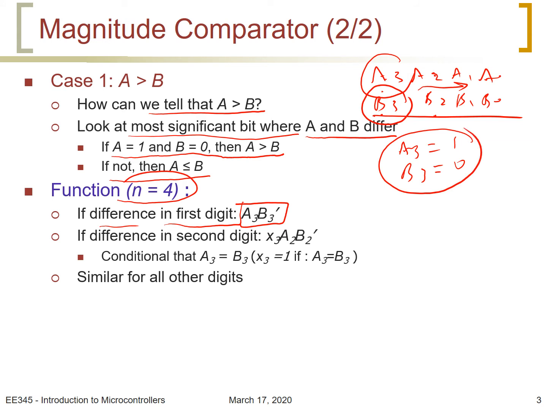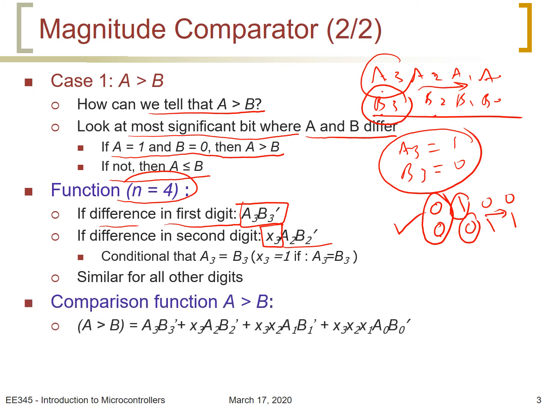Otherwise, if A3 is equal to B3, which is X3 is true, either both are ones or both are zeros, we look at A2 B2 prime. If this is 0100 and 0011, A3 is equal to B3, but A2 is 1 and B2 is 0, and we don't look at the other bits. We say that A is more than B. And so on for the other digits. They are all the same, and we can conclude the following.